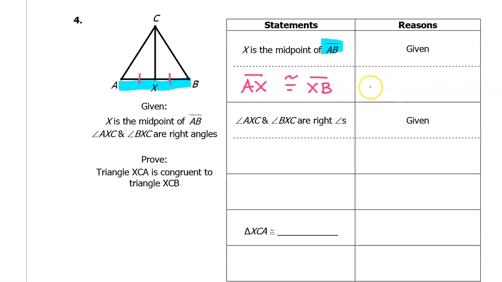Now, for some reason, a lot of students get this reason wrong. Is this going to be the definition of midpoint, or is it going to be the definition of segment bisector? Those are very similar concepts. But will this be definition of midpoint or definition of segment bisector? Well, for a hint, look at the previous statement. In the previous statement, you see the word midpoint. That tells you that this is going to be the definition of midpoint.